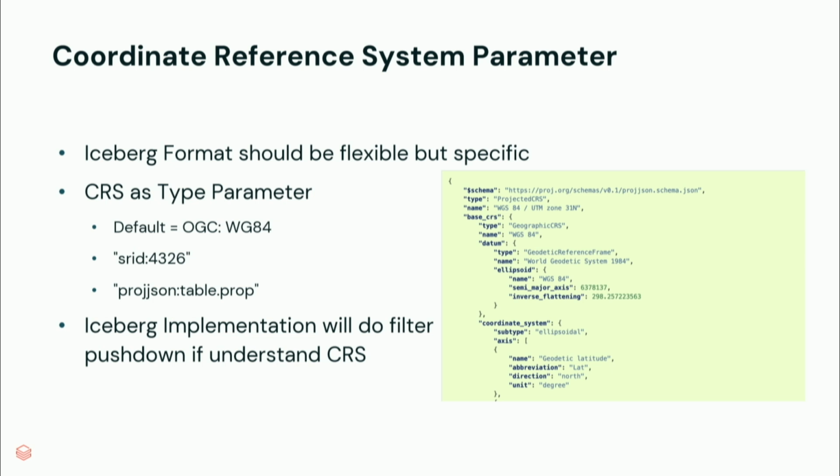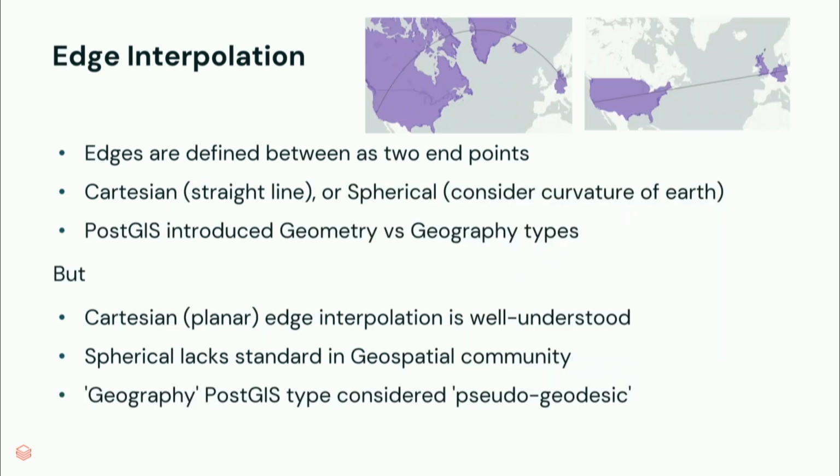In an Iceberg implementation, if it's a CRS that we know, only then will we do the filter. Otherwise, we will say we don't understand the data and we will not do the filter pushdown optimizations. But that's okay because these are optional things, right? Different implementations can choose to do filter pushdown for CRSs that they know. So that's the first part.